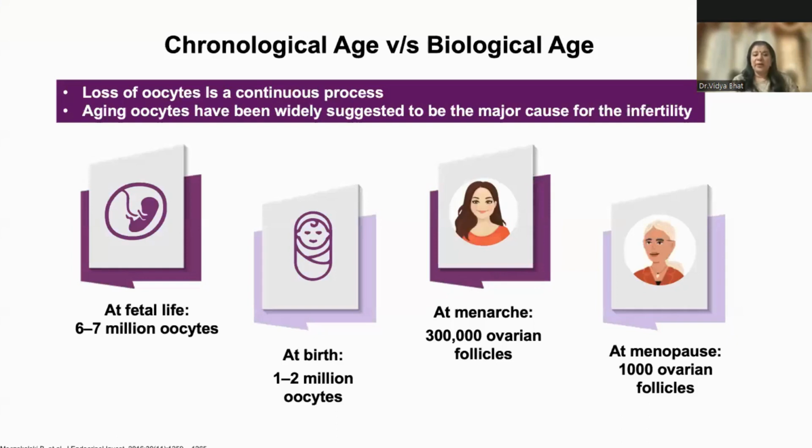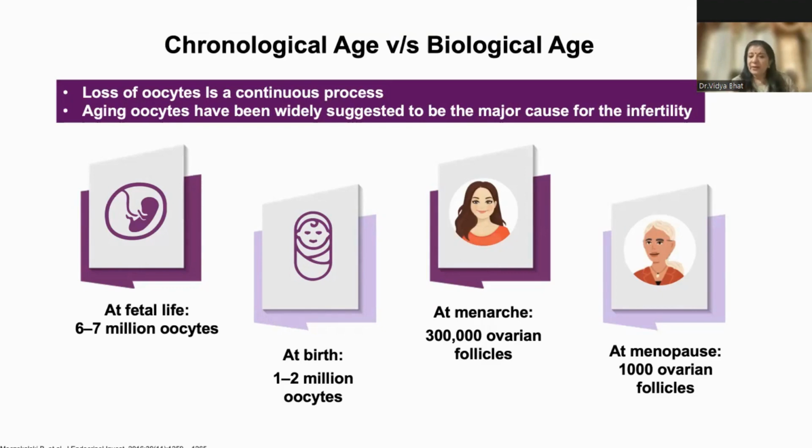When we talk about the ovarian reserve, it is chronological age versus biological age. Loss of oocytes is a continuous process. Aging oocytes have been widely suggested to be the major cause of infertility. Now let's look at what happens in a woman's life. At fetal life, it is 6 to 7 million oocytes. At birth, it comes down to 1 to 2 million oocytes. At menarche, it is around 3 lakh ovarian follicles, and at menopause, it is 1,000 ovarian follicles.